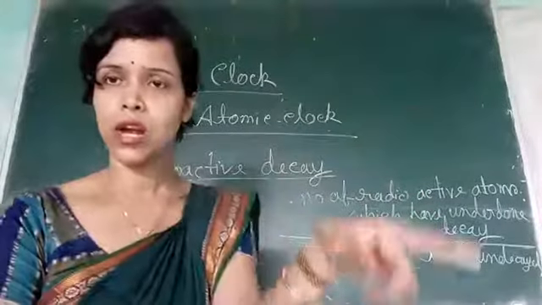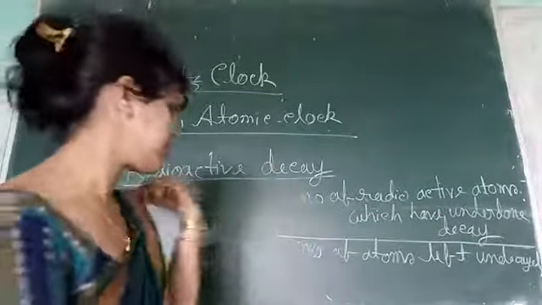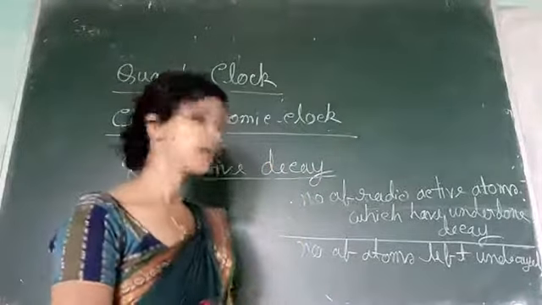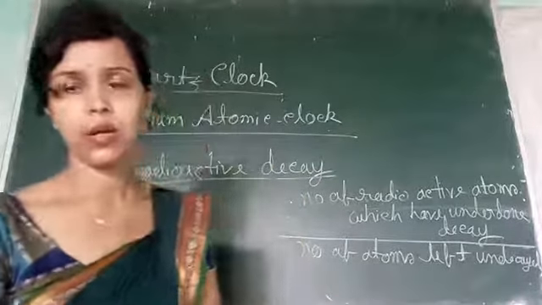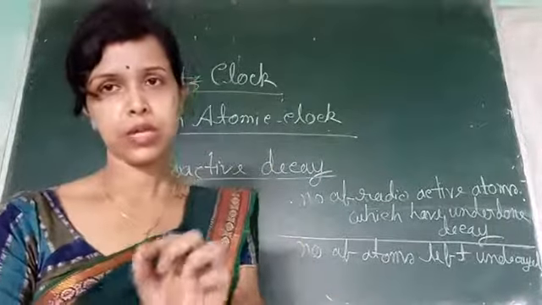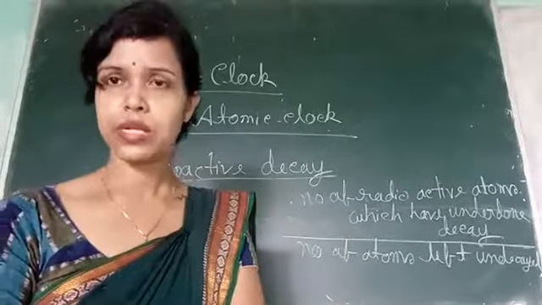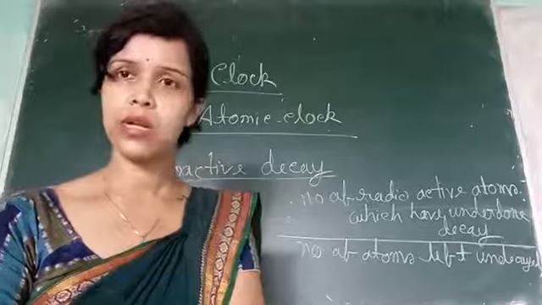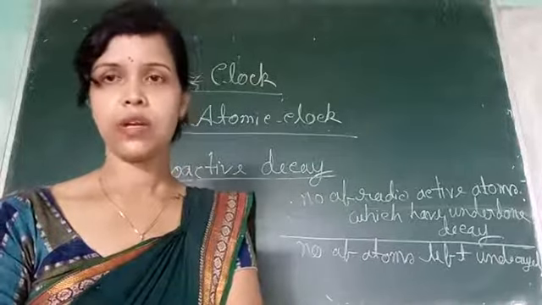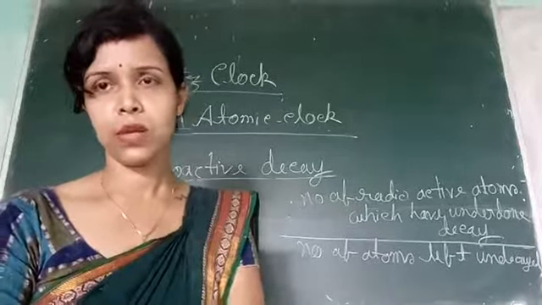For example, carbon dating, and also uranium decay. Uranium atoms decay and carbon also decays. So uranium decay is used to measure the age of a rock actually.